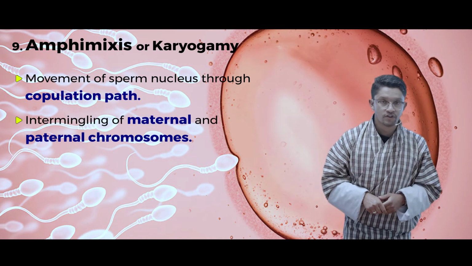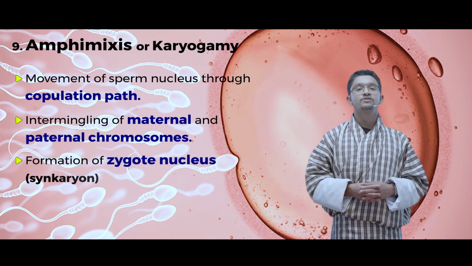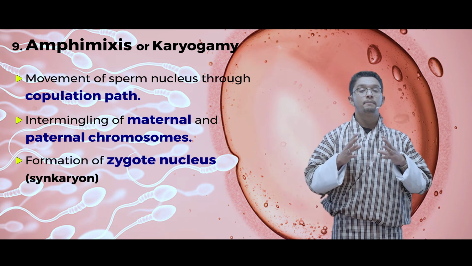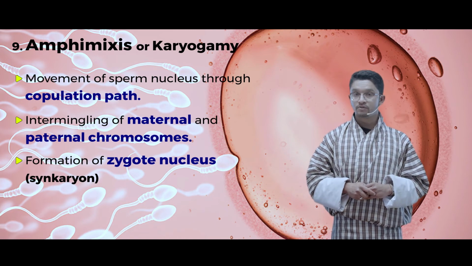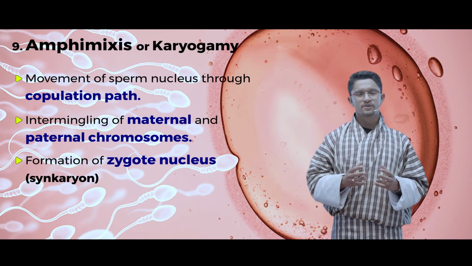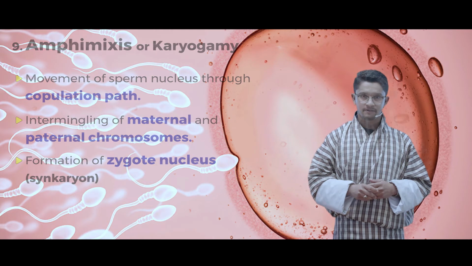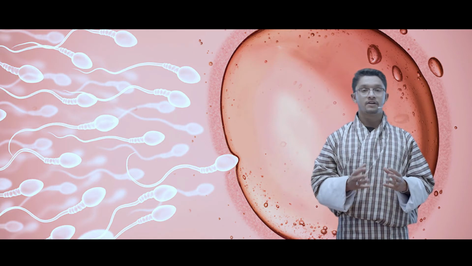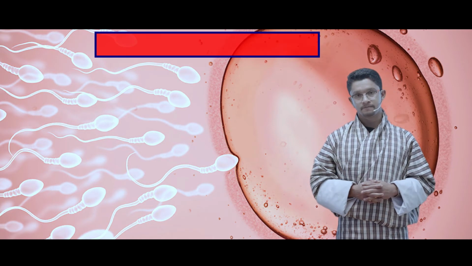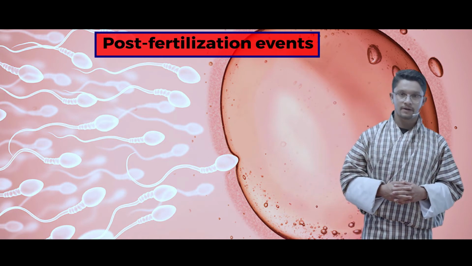And fusion of the two nuclei will occur, resulting in the formation of a bigger diploid nucleus, which we call the synkaryon. This process can also be called syngamy. So that was all about fertilization. Now let us move to post-fertilization events.